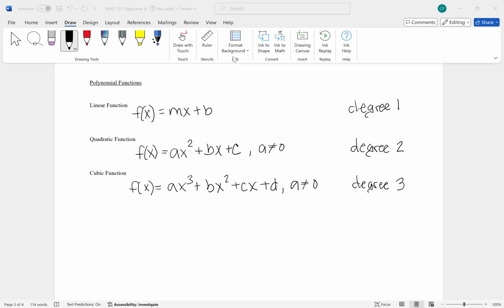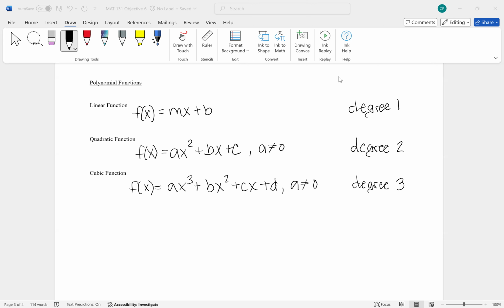In this class, toward the end, we will be looking at a lot of quadratic functions, okay? With that function, we have f of x equals ax squared plus bx plus c, and we have to make sure that a does not equal 0. Now, this has a degree of 2.